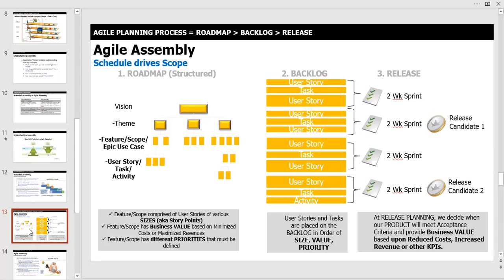And then once you have them in your backlog, you put together what's known as a release plan. And at release planning, we decide when our product will meet acceptance criteria and provide business value based upon either reduced cost, increased revenue, or some other key performance indicator that the institution is looking at.